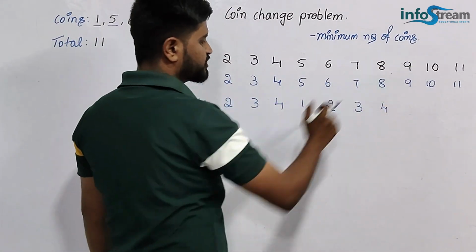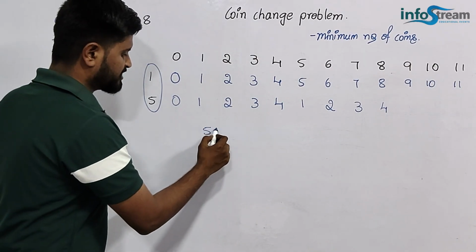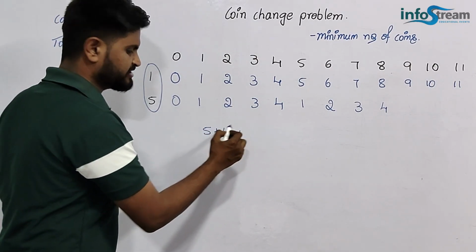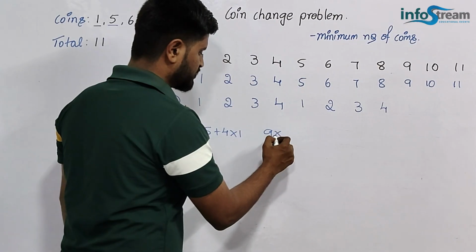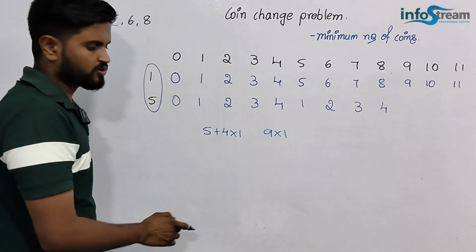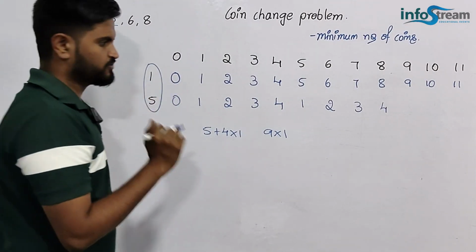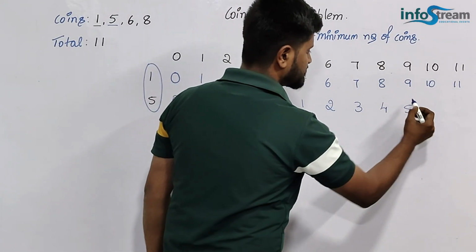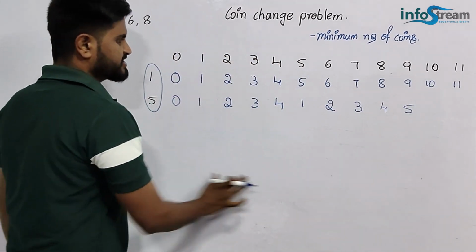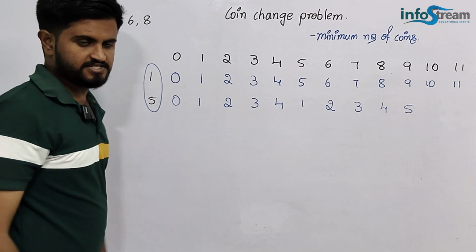Next I must give the 9 rupee change, 1 5 rupee coin and 4 1 rupee coins, or I can give 9 1 rupee coins. Here I am using 9 coins, here I am using 5 coins. So the least number is 5.